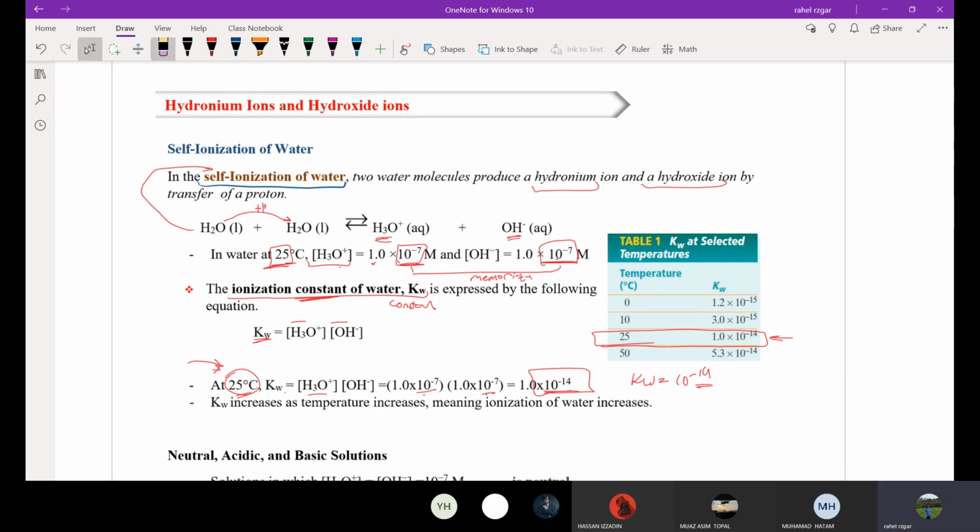25 Celsius is what we call room temperature. This is very important, especially in chapter 5 and chapter 7. When it says room temperature, it means 25 Celsius.